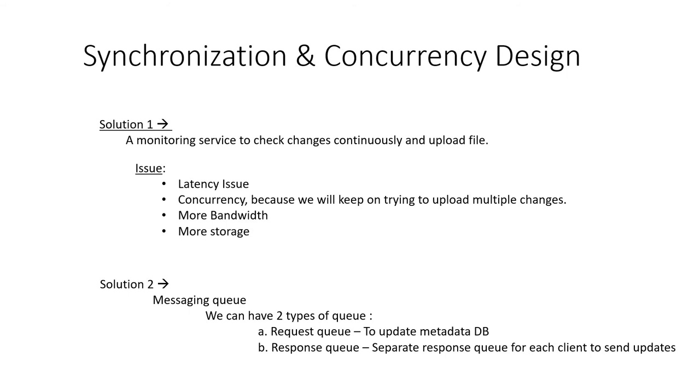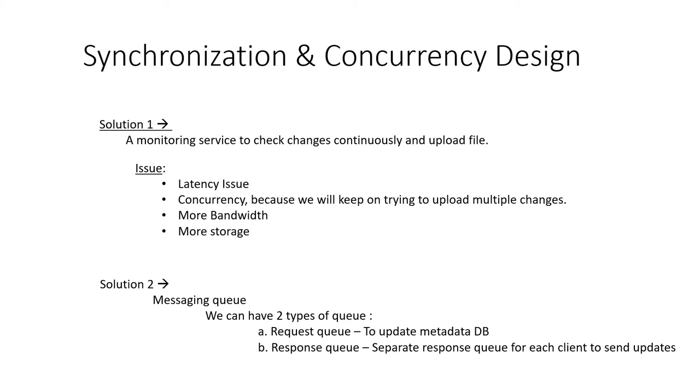So a better solution to this is to use messaging queues. Now in the queue we can keep two different types of queues. One is the request queue and another is the response queue. The task of the request queue will be to update the metadata database with the information it has received. And the task of the response queue would be to send back the response to other clients so that they can update themselves. So if one client has updated something, it will send the request to the request queue. The request queue will send it to the synchronization service, and the synchronization service will send it back to the response queue so that the response queues can send it back to other clients.